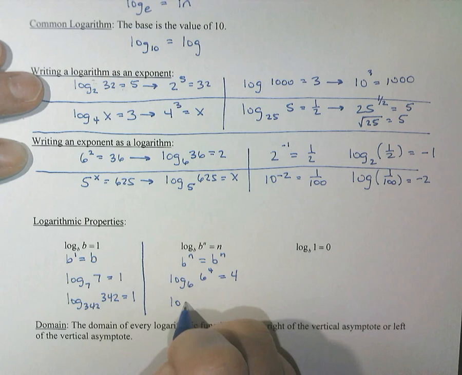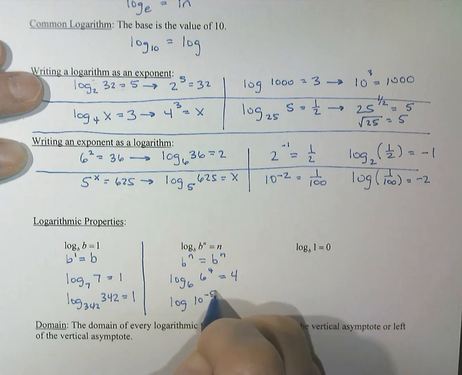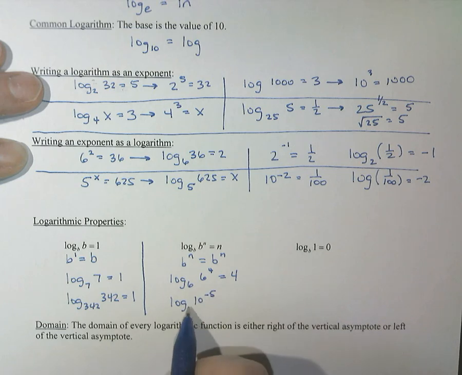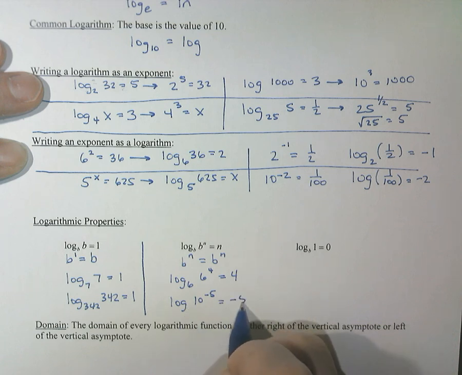If I had log of 10 to the negative 5. Now remember, I didn't write the base here. The base is a 10. So that means this is going to equal negative 5.